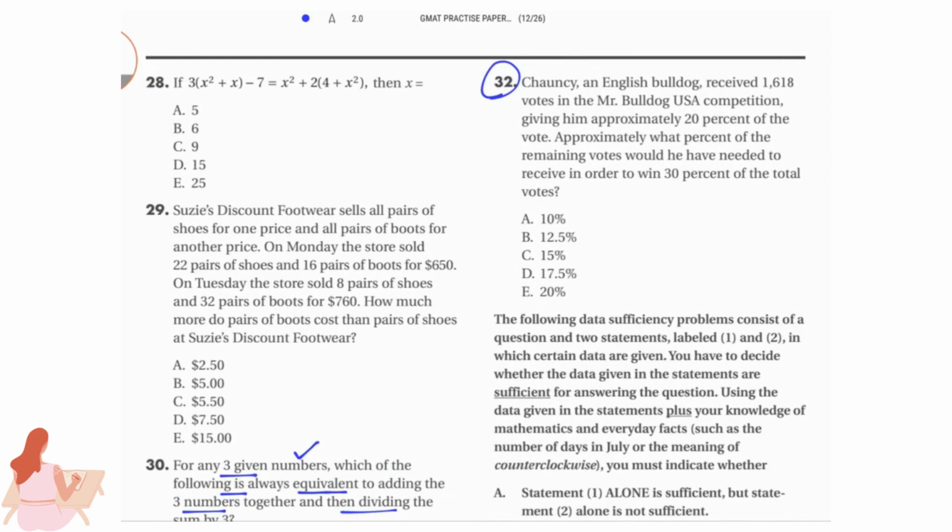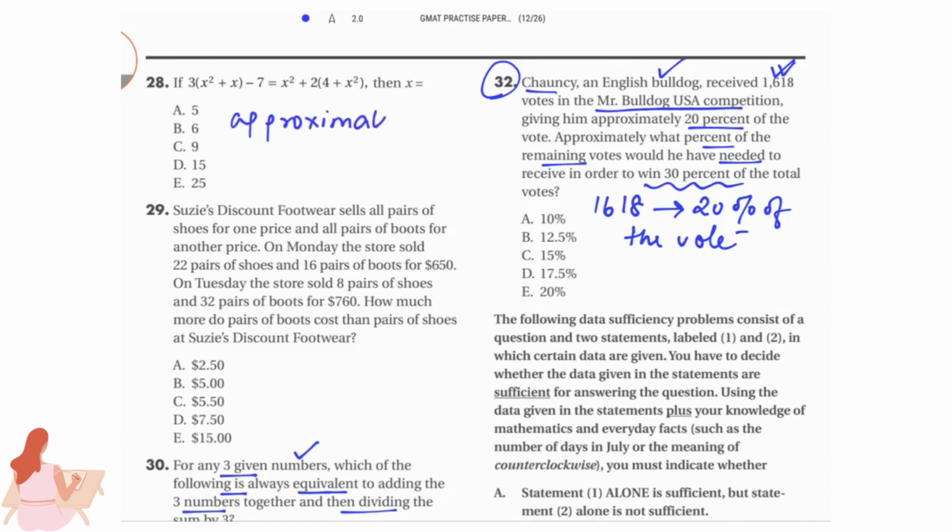The question says, Chauncey, an English bulldog, received this number of votes in the Mr. Bulldog USA competition, giving him approximately 20% of the vote. Now approximately what percent of the remaining vote would he have needed to receive in order to win 30% of the total votes? So let us analyze this. If 1618 was 20% of the vote, then there were approximately 8090 votes. Now this we will get by 16.